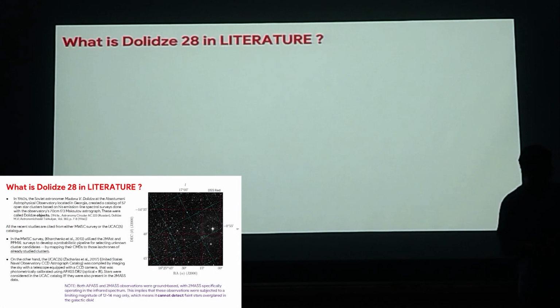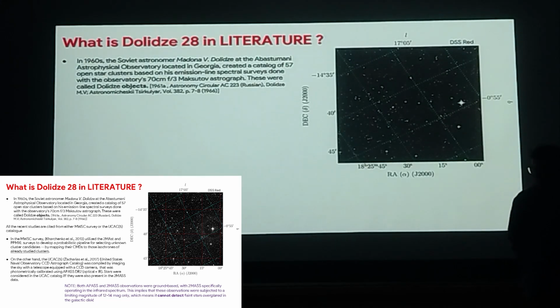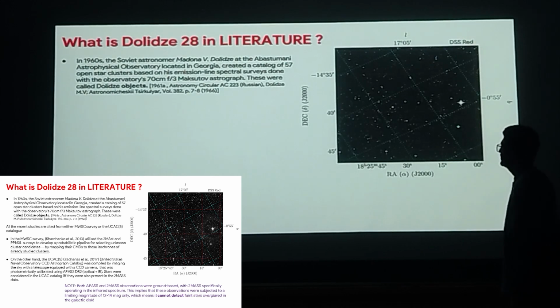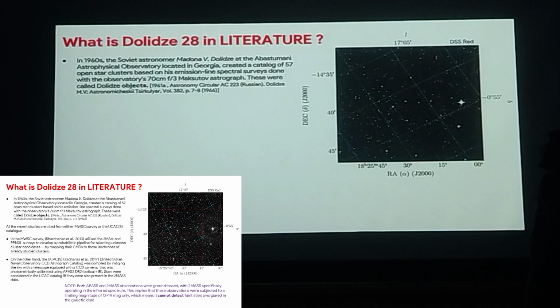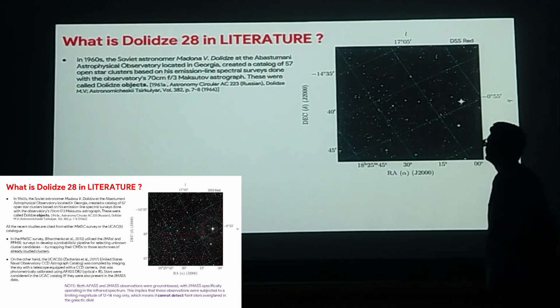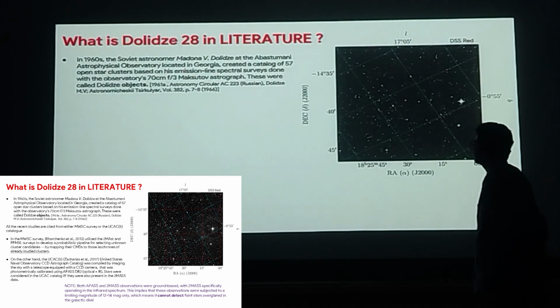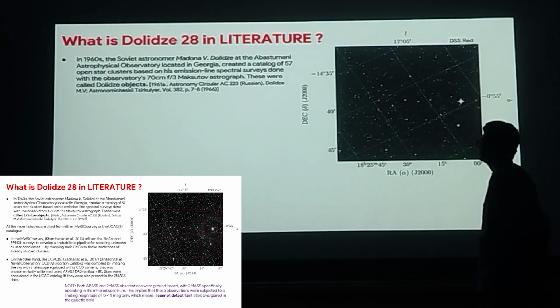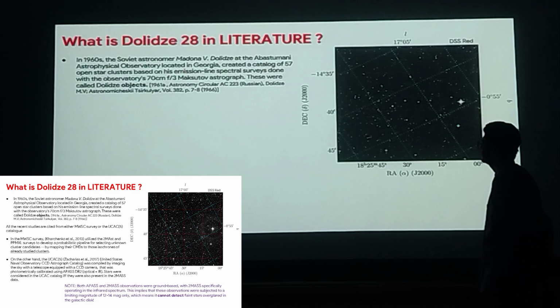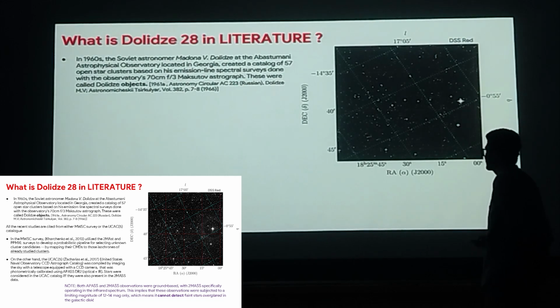Okay. What is Dolidze 28 in literature? I also didn't know this, but when I was preparing the PPT at IIA, just 2 weeks ago, I found that in 1960, the Soviet astronomer Dolidze created a catalog of 57 open star clusters, and these are called Dolidze objects. And I found this in a very old Russian circular.